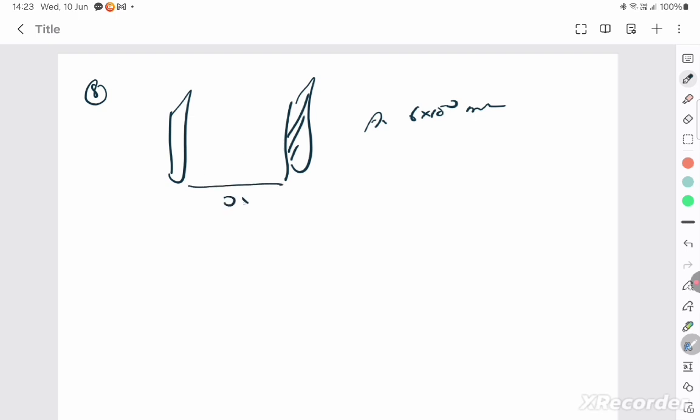A parallel plate capacitor with air between the plates has an area of cross section. The area refers to this area, which is 6 into 10 to the power minus 3 meter square, and the distance between the plates is 3 millimeter. Small d is 3 millimeter, 3 into 10 to the power minus 3 meters. Calculate the capacitance of the capacitor, which is epsilon naught into A by D. You know epsilon naught is 8.854 into 10 to the power minus 12, A is 6 into 10 to the power minus 3, by distance 3 into 10 to the power minus 3. Calculate this value.